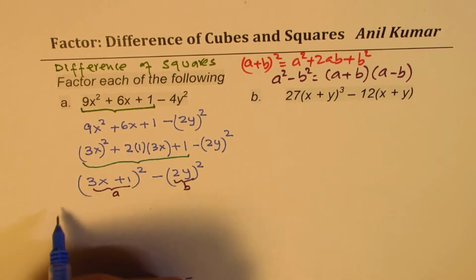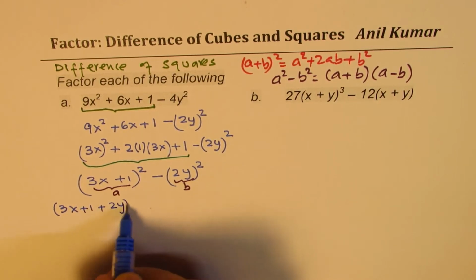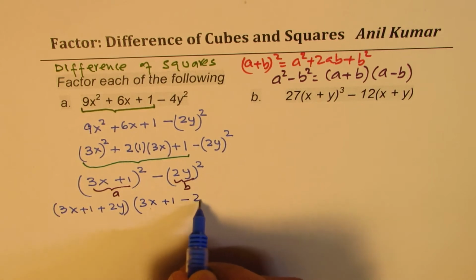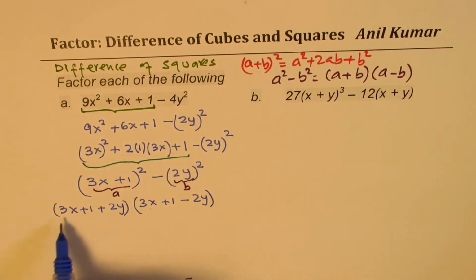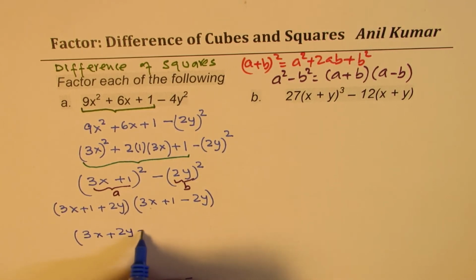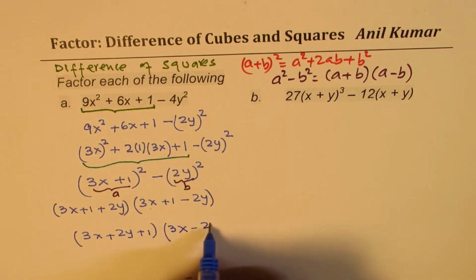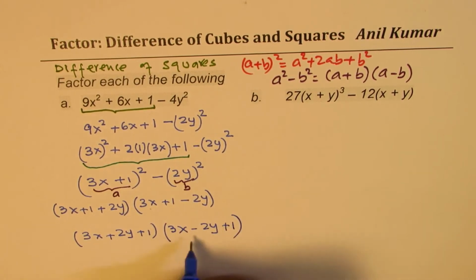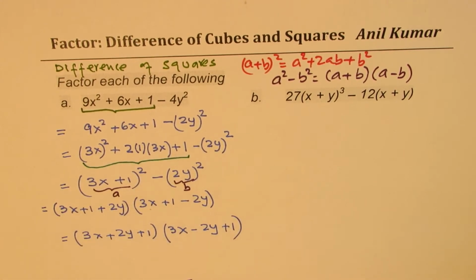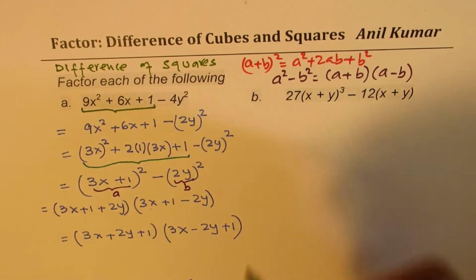So let's add these terms. So we get 3x plus 1 plus 2y times 3x plus 1 minus 2y. Got it? Now you can just rearrange: 3x plus 2y plus 1 times 3x minus 2y plus 1. So that becomes the factored form for the given polynomial. Perfect. So that is how you're going to do it.